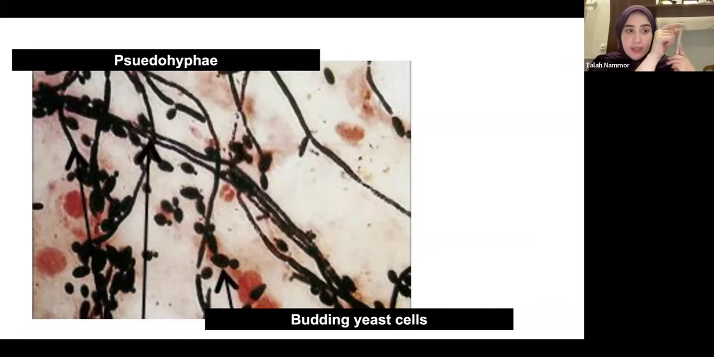Now a true hyphae, it's connected all together. It's like a stem. Pseudo hyphae is basically multiple cells that are combined together to make it seem like a hyphae. So if you closely look, it's 1 and then 2, you see more than one. They're not fully connected together. They're just cells that come in the shape of a hyphae. So this is a pseudo hyphae. Is it clear?